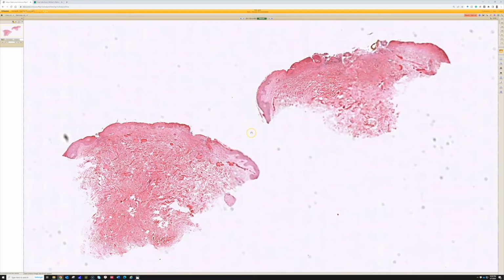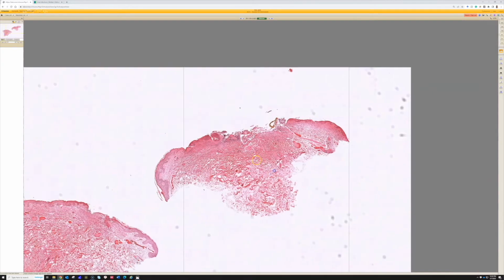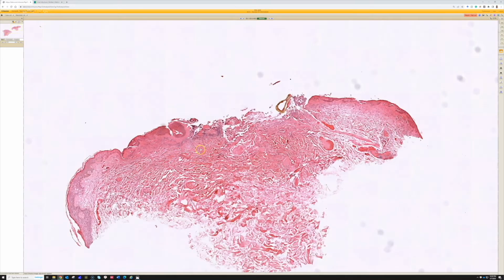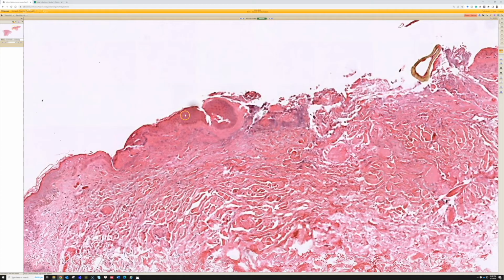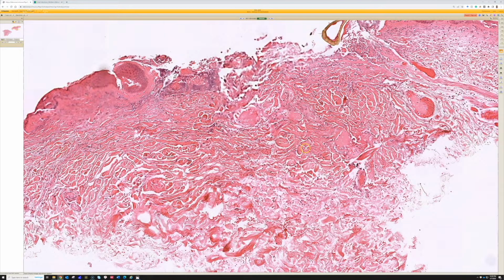All right, case number 6. Here we've got a punch biopsy, and the surface of the skin is ulcerated. There's some necrosis of the epidermis here as it comes into focus. The dermis is very smudgy and pink and kind of hyalinized with blood and some fibrin.